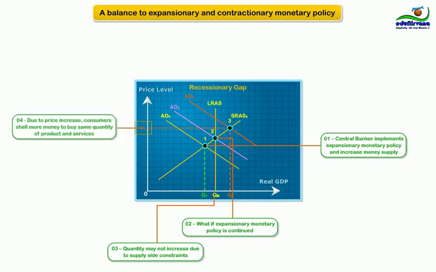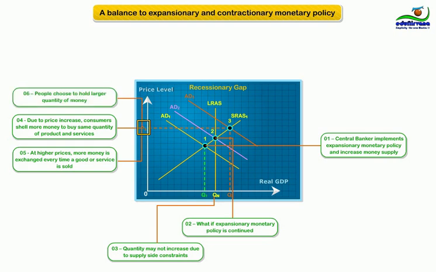Now, with the prices increasing, the consumers would have to shell out more money in order to buy the same quantities of products and services, right? As we discussed, the price level is one determinant of the quantity of money demanded. At higher prices, more money is exchanged every time a good or service is sold. As a result, people will choose to hold a larger quantity of money. That is, a higher price level increases the quantity of money demanded for any given interest rate.